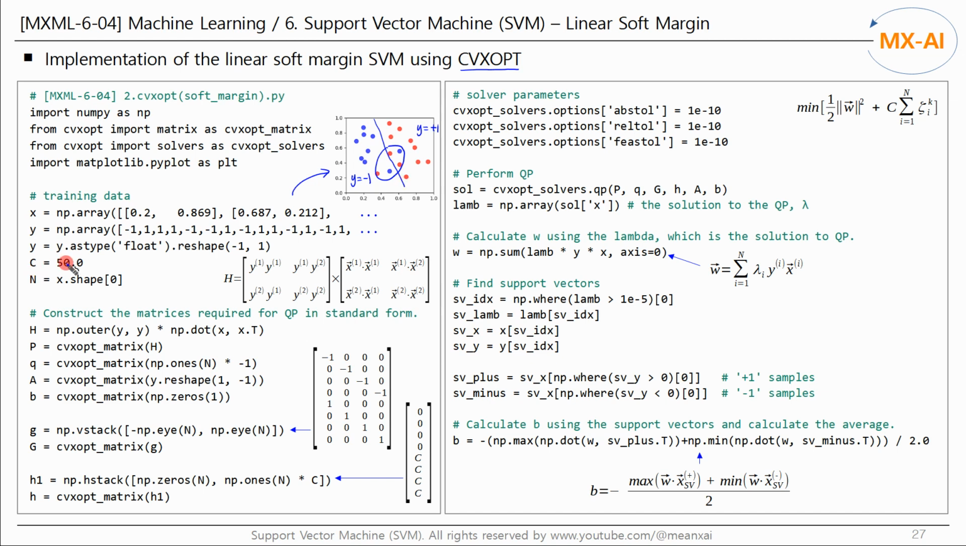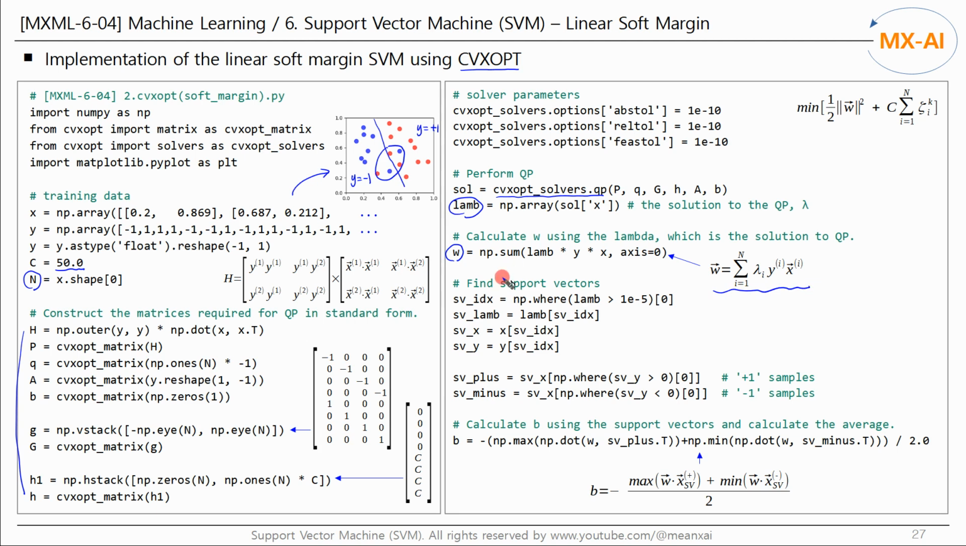The constant C is set to 50. N is the number of training data points. And we define each matrix as defined on the previous page. We then use the CVXOPT solver's QP function to solve this problem. The lambdas, the optimal solution of the dual function, are like this. And we then use these lambdas to find W. The formula for finding W is as follows.